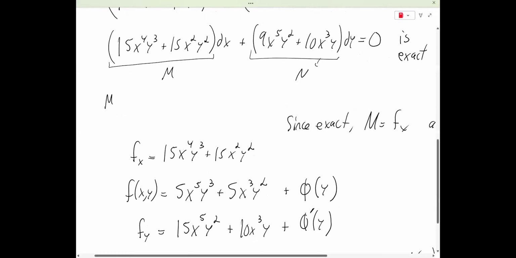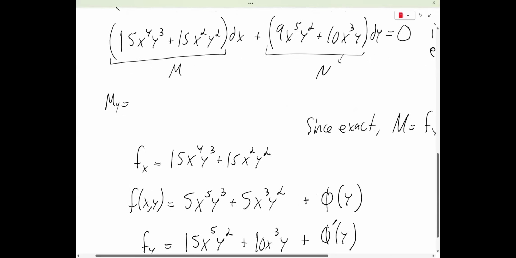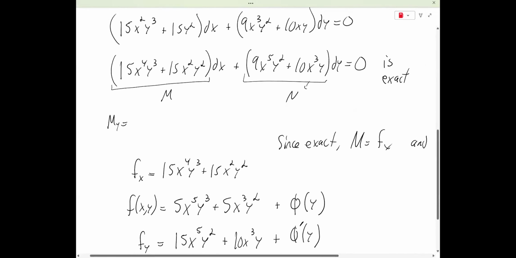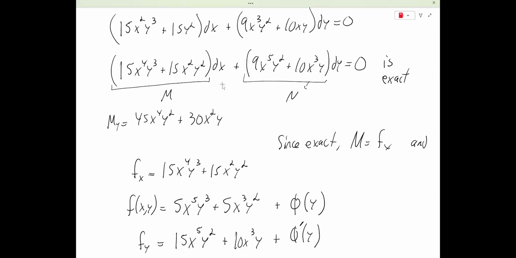So if I take m sub y, that is what? That would be 45x to the fourth y squared plus 30x squared y. That's m sub y, right? And then n sub x, because mixed partials have to match.